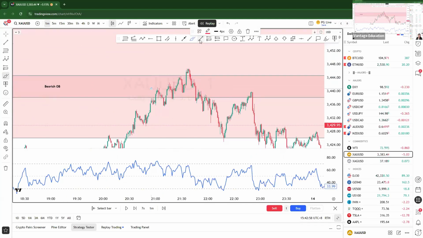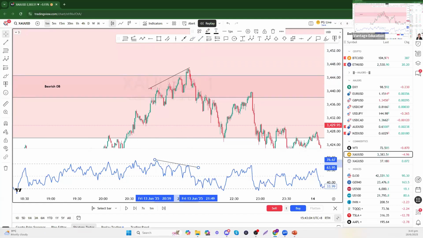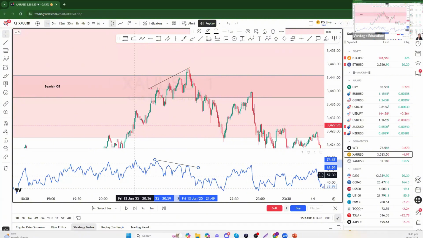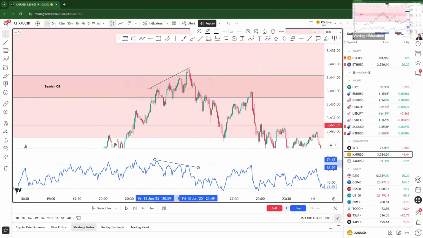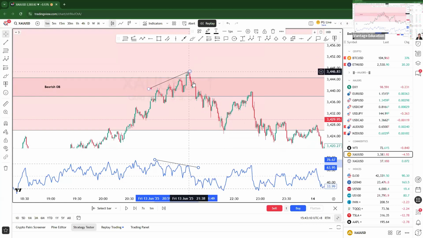Price makes a higher high, right? The indicator makes a lower high. This forms a bearish divergence. No need to panic. Price is still within your zone. It just slightly breaks here. This is M1.